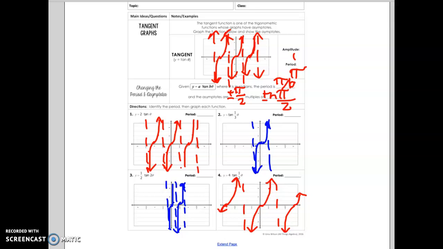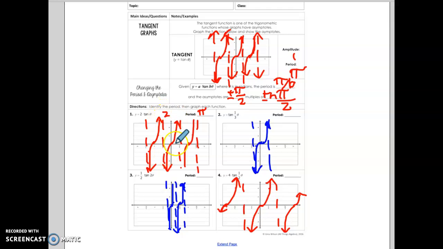If I look at 2 tangent of theta, my amplitude is 2, and then my period should just be pi. So when I set this up, I like to take that period length and divide it in half, and then I go either direction to make those asymptotes. That's what I like to do. And then I like to find the middle of that, and that's my 0, and then what I call the quarter point.